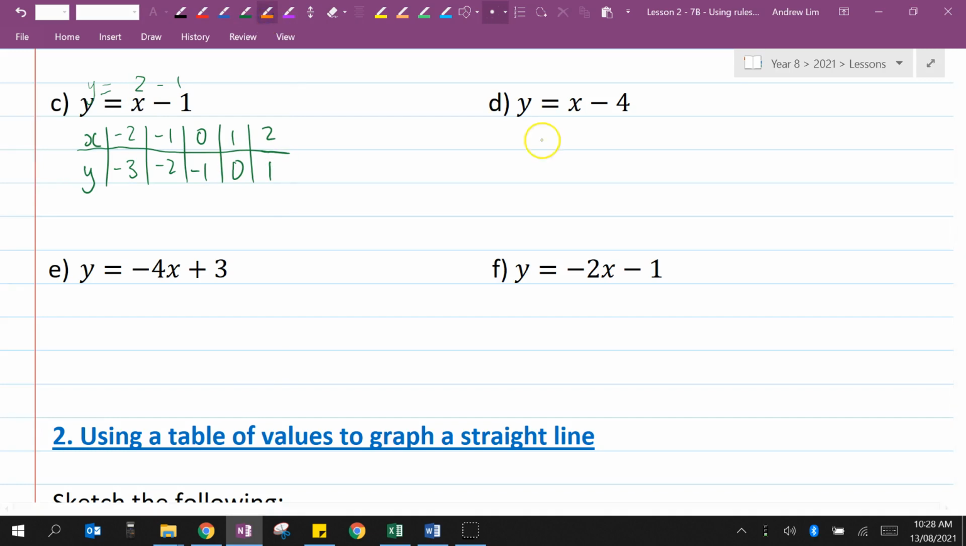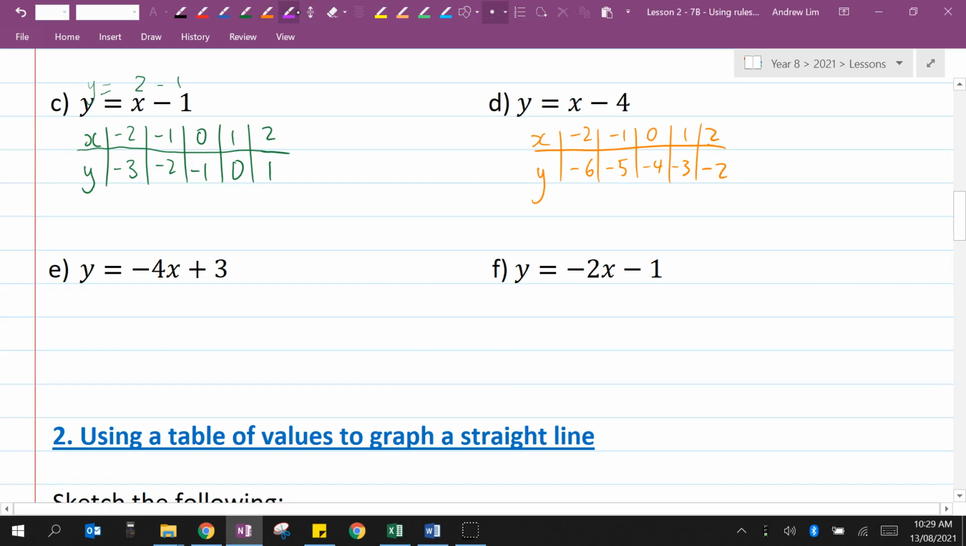Okay, let's do the same thing for question D. X and y. 1, 2, 3, and 4. Minus 2, minus 1, 0, 1, and 2. I'll get you to pause the video and have a go with this yourself. Okay, here are my answers. Please check them with yours.